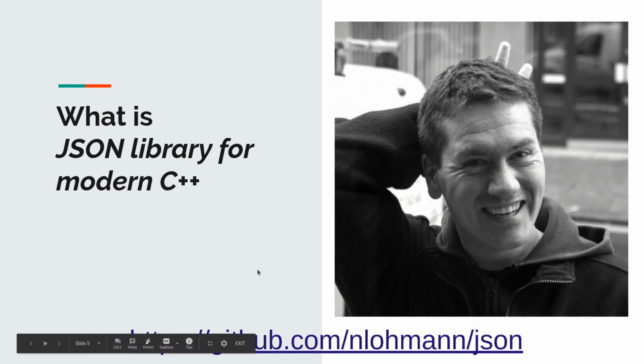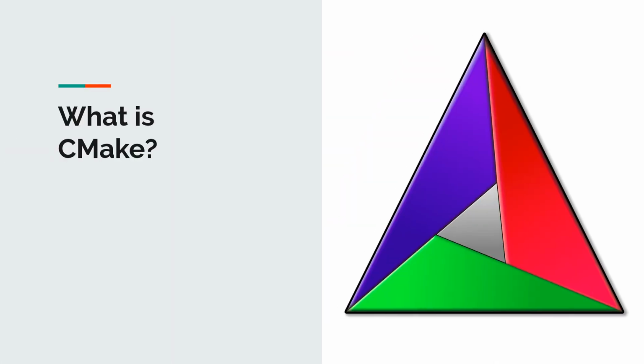Also, we need a cross-platform build system which enables us to build the calculator web API. We are going to use CMake as a build system. Alright, what is CMake? CMake is a cross-platform and open source build system. CMake is used to build, test, and package C++ software on many platforms like Windows, Linux, and Mac.